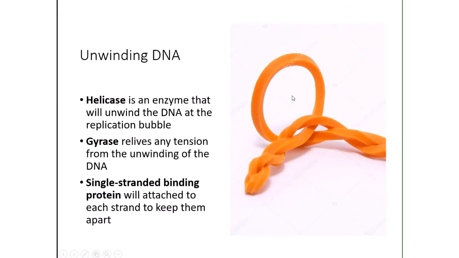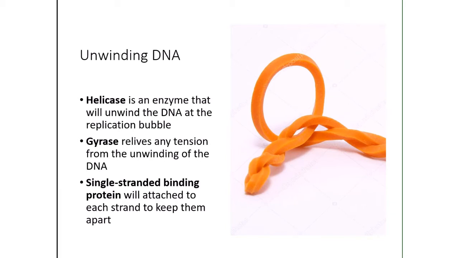So first, we want to open up the DNA, right? We want to create that replication bubble. So we're going to have to unwind the DNA. And to unwind the DNA, we need this enzyme called helicase. Okay, so helicase is the enzyme that will unwind the DNA at the replication bubble.